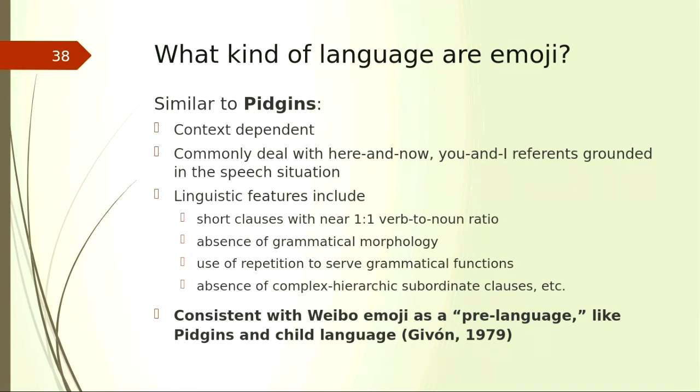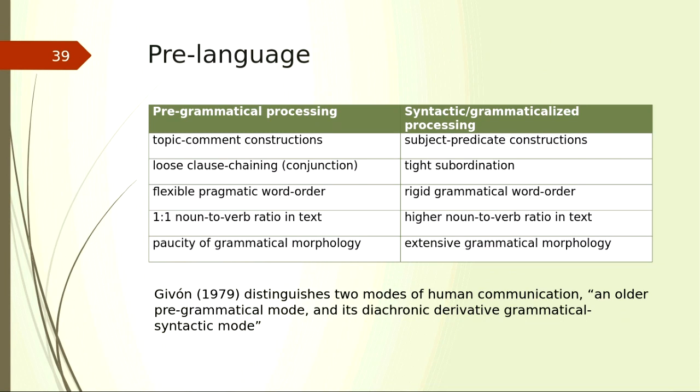I want to talk for just a minute about what a pre-language is. What I'm calling a pre-language is a language that involves pre-grammatical processing in Givon's terms. Givon distinguishes two modes of human communication, an older pre-grammatical mode and its diachronic derivative, the grammatical syntactic mode. And these are what's shown in the chart here side by side.